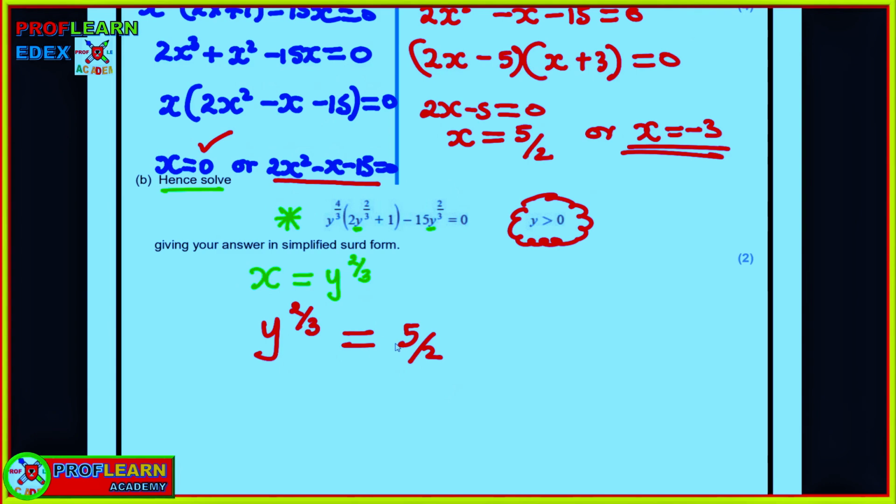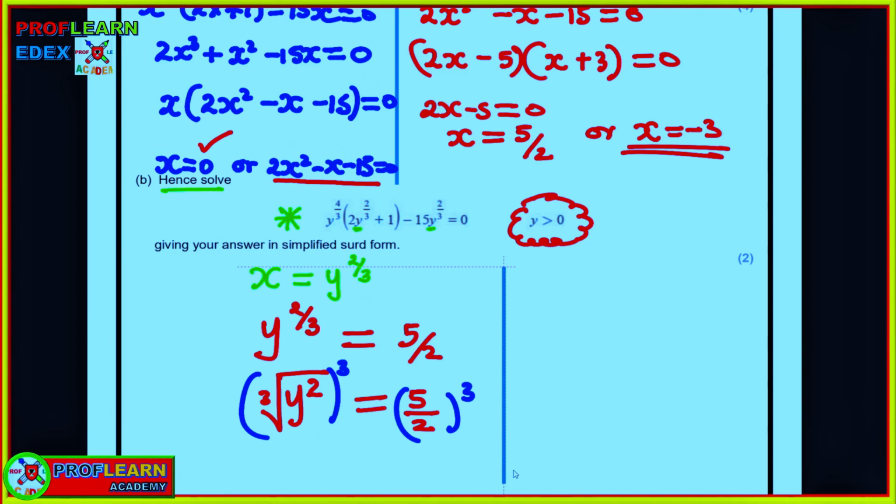Now, from the laws of indices, you remember that if you are having this, we can write it as y raised to power 2, then cube root, which equals 5 over 2. So without wasting any time, we can now cube both sides, and that is going to translate to y squared equals 125 over 8.